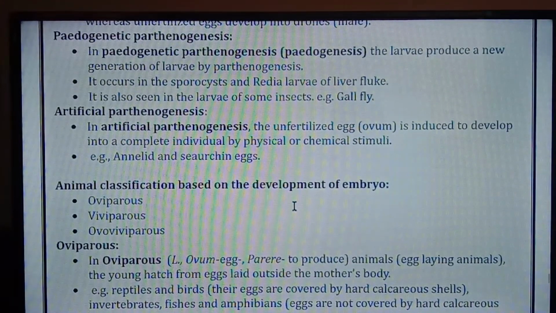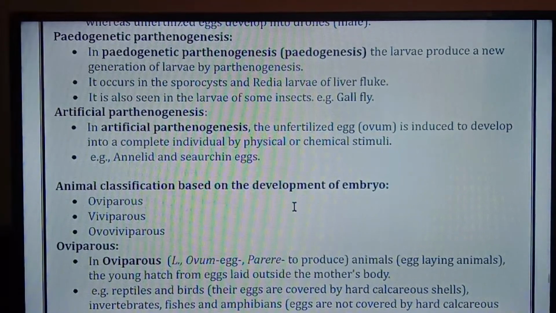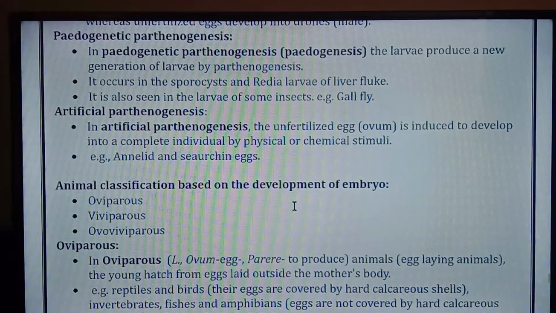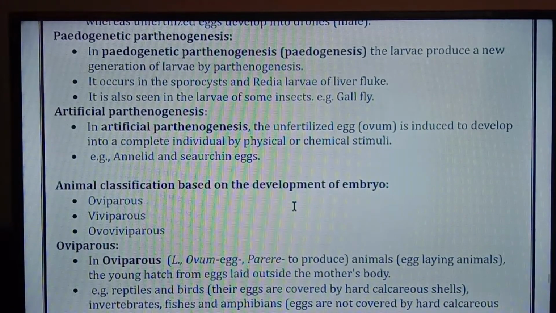It occurs in the case of sporocyst and redia larva of liver fluke. So liver fluke, the larval stage is called redia larva. This larva itself will be able to produce the next generation by parthenogenesis, which is called as paedogenetic parthenogenesis. It is also seen in the larva of some insects like gall fly.